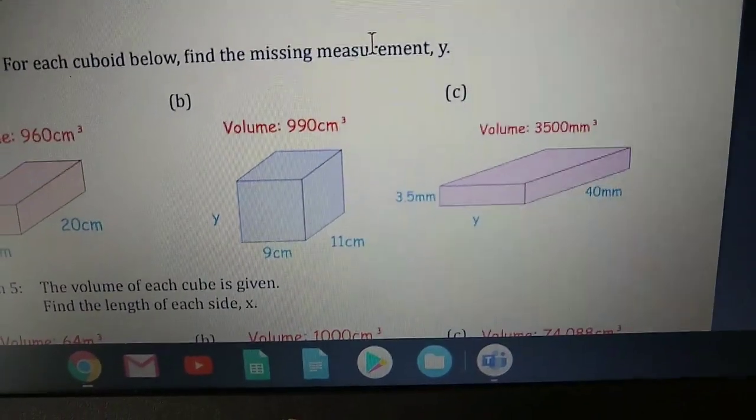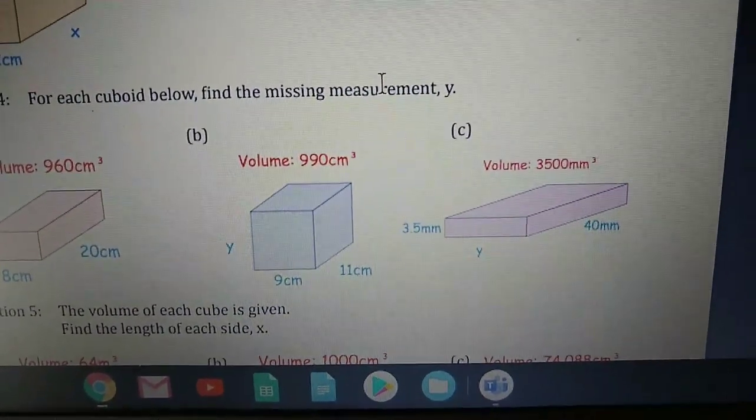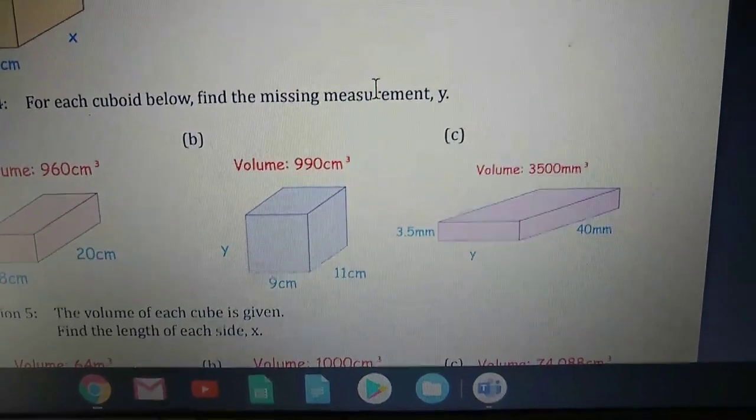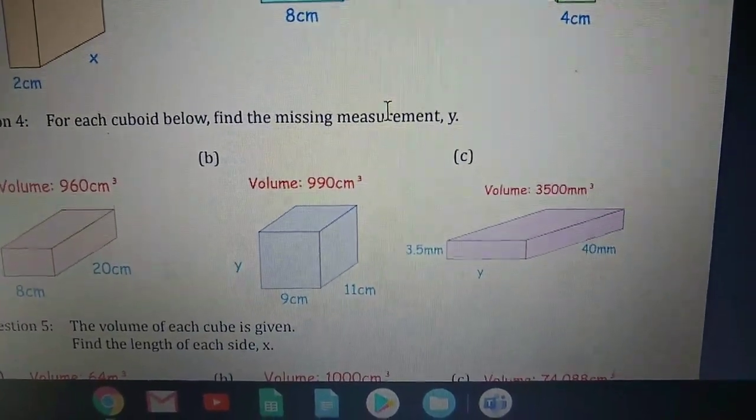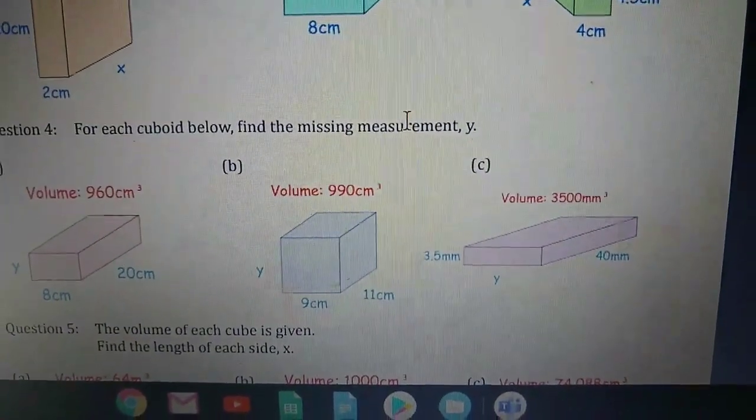So we'll have a look at 4c as well. So here's 4c. To have a volume of 3,500 millimeters cubed, an unknown length, a width of 40, and a height of 3.5. So again, just substituting in our values. There's the equation.